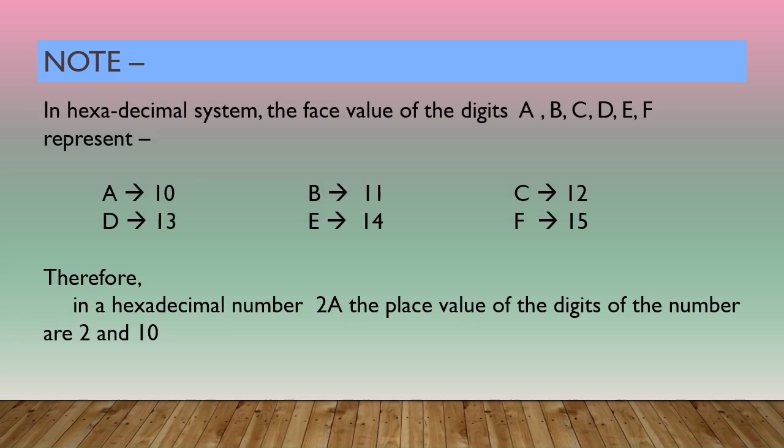We need to note another important thing. In the hexadecimal number system, the face values of the digits capital A, B, C, D, E, and F are: A represents 10, B 11, C 12, D 13, E 14, and F 15. Therefore, in a hexadecimal number 2A, the face values of the digits are 2 and 10.